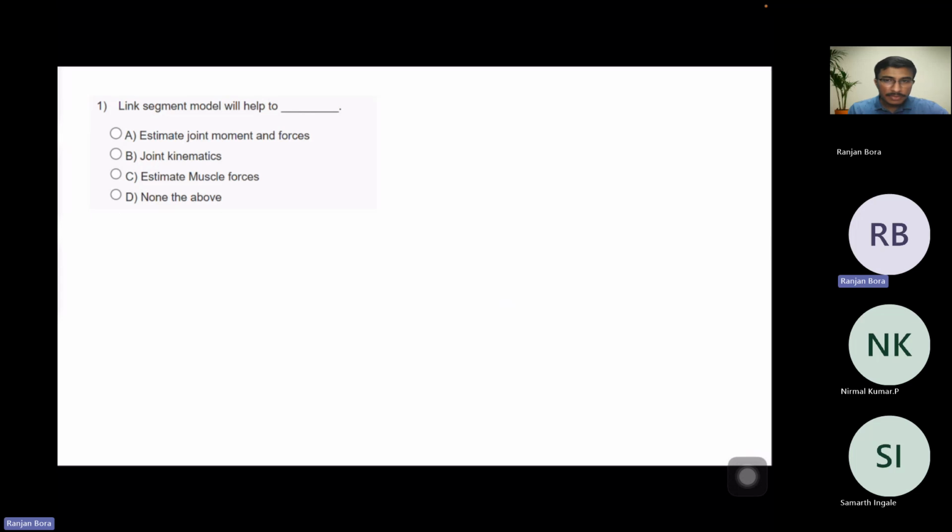Okay, the first question was: link segment model will help. You can type your answers. If you have submitted, then you should know which option will be correct. What is the right answer for this question? Yeah, A is the right answer.